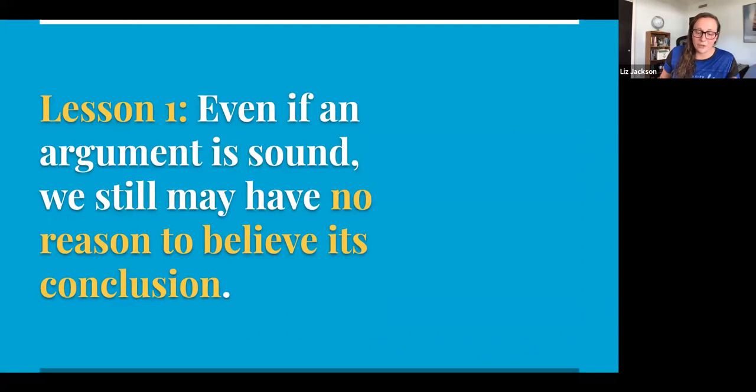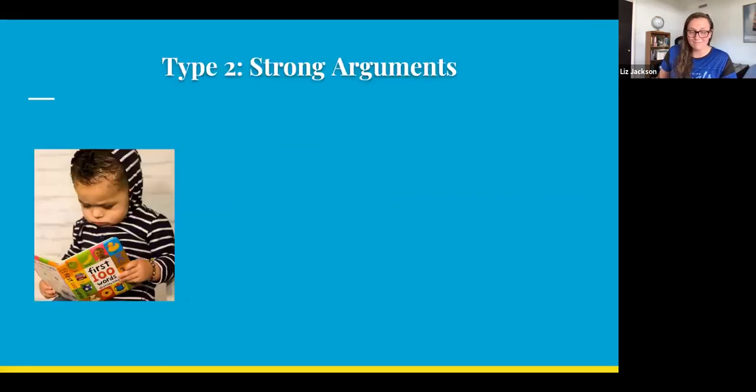So here's our first lesson. Even if an argument is sound, we still may have no reason to believe its conclusion or its premises. So sound arguments don't always give us a good reason to believe their conclusions.